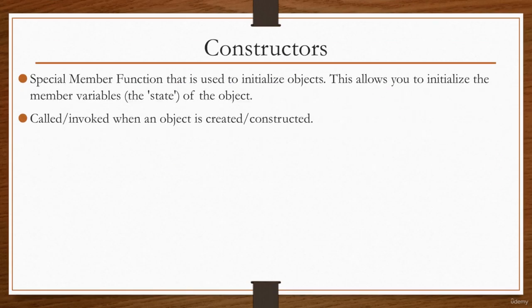Okay, in this video I want to talk about constructors. Now, a constructor is a special member function that is used to initialize objects, and this allows you to initialize the member variables or the state of the object. When we declare a regular variable such as an integer or a float, we can just initialize those to the respective values, right? But an object is more complex because it can have multiple member variables.